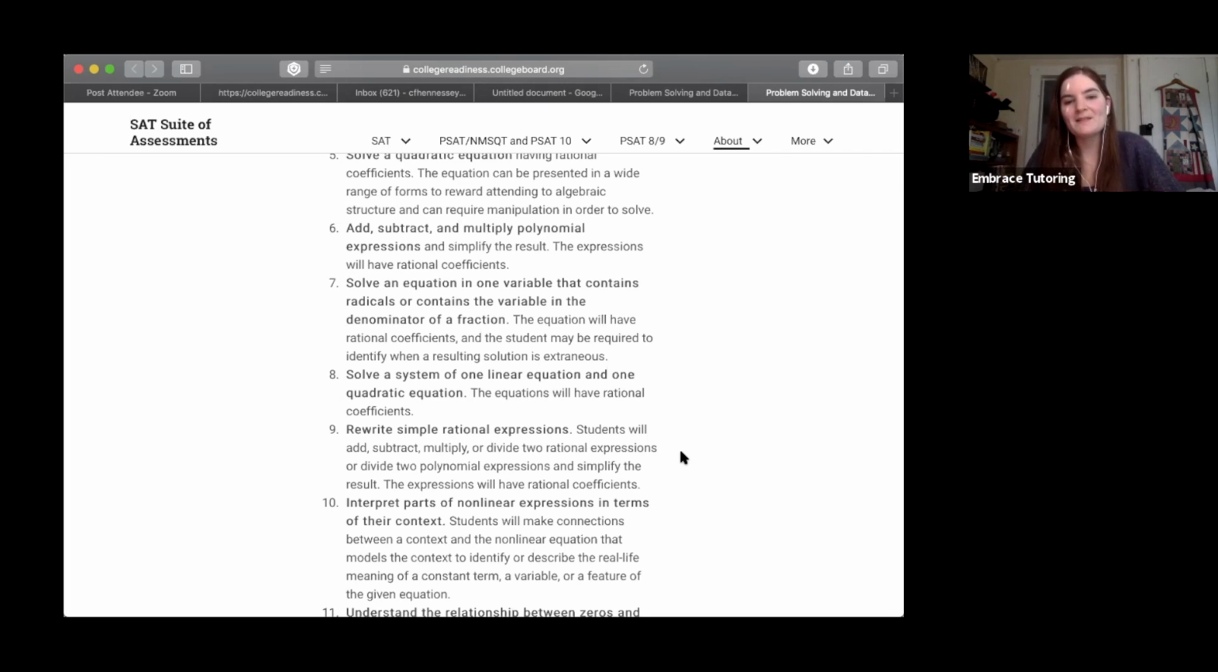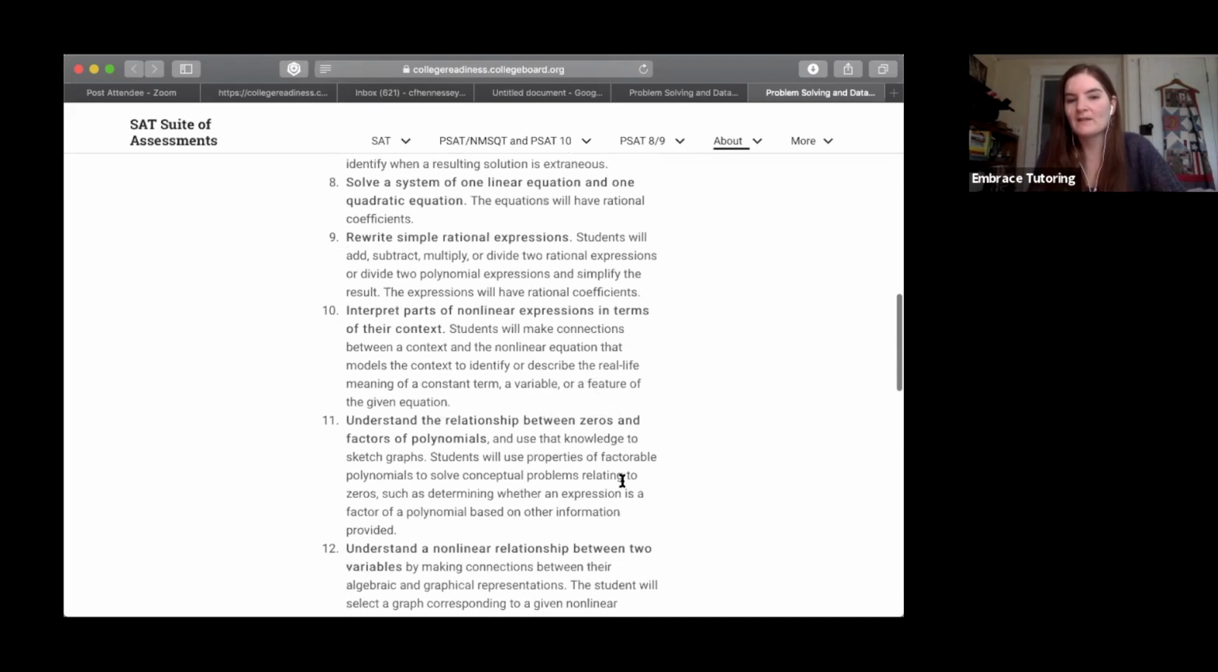So it's also things like solving a system of one linear equation and one quadratic equation. You might be given something that has rational coefficients again, but you might be solving a system of a linear equation and a quadratic equation and figuring out how to connect them as well. Rewriting simple rational expressions: adding, subtracting, multiplying, dividing two rational expressions, or dividing two polynomial expressions and simplifying the result. And all expressions in that case will have rational coefficients.